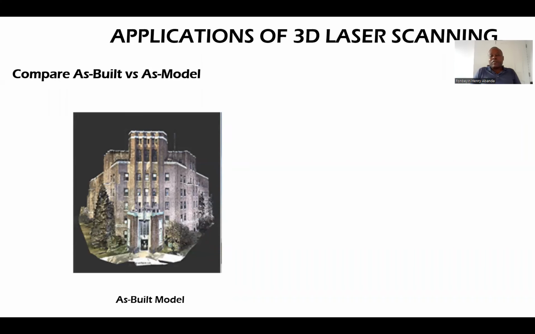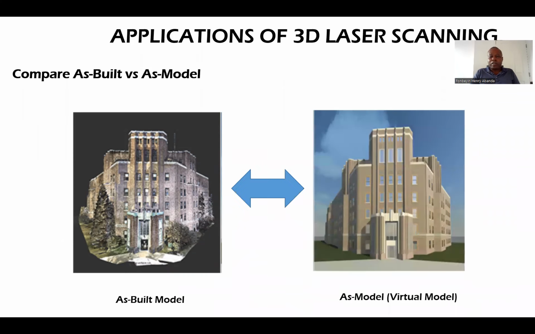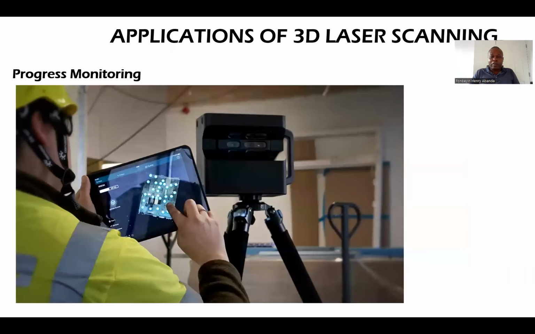You don't have to touch the object during surveying. And then the applications of 3D laser scanning. We can use it in comparing the as-built model with the digital model, or virtual model. On the left, that is what is on site. Then we develop a digital replica, and that's what you have on the right. So you can always compare and see what the changes are. It can be used for project or progress monitoring.